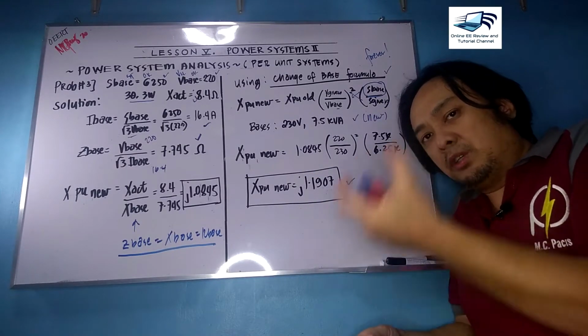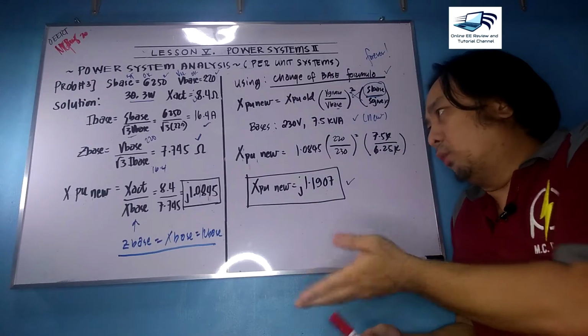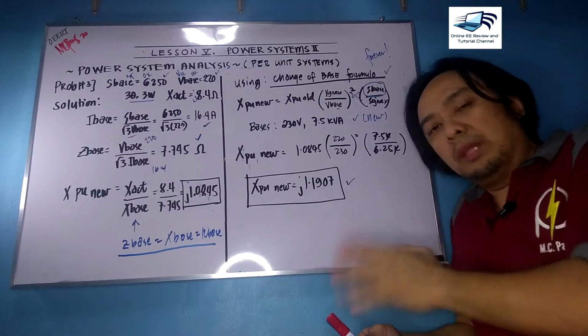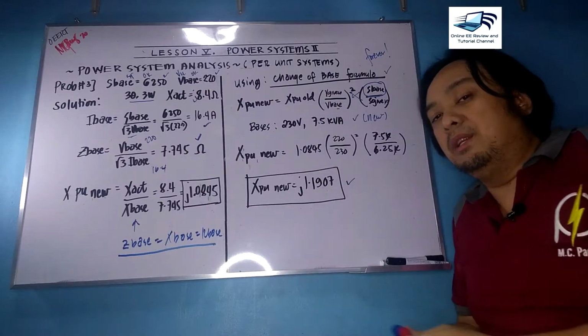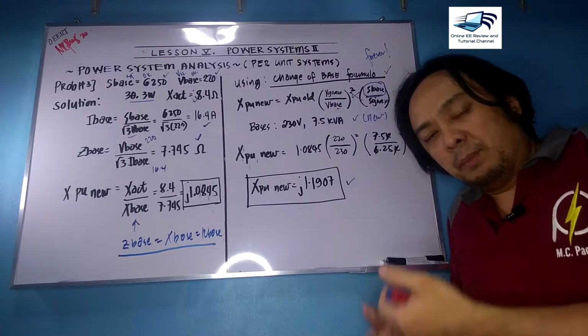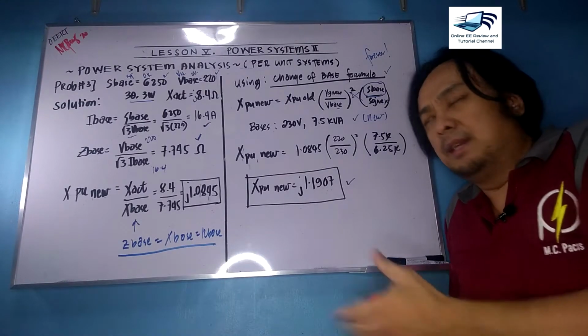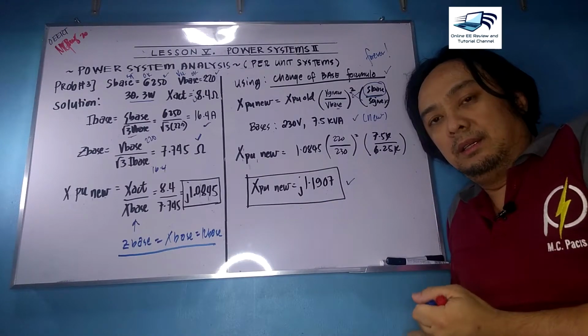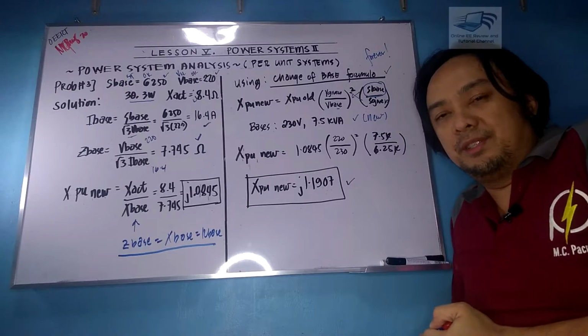If you see there is already a percentage reactance and you want to convert it to a new base, don't hesitate to use the change of base formula. We can proceed to a power system already and apply the fundamentals of per unit systems.